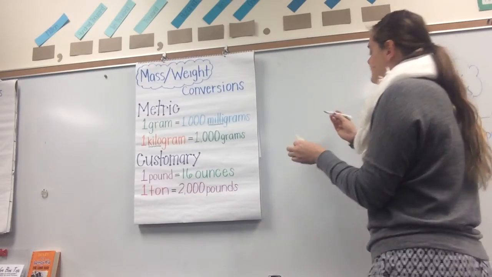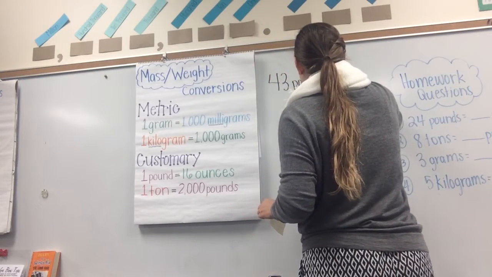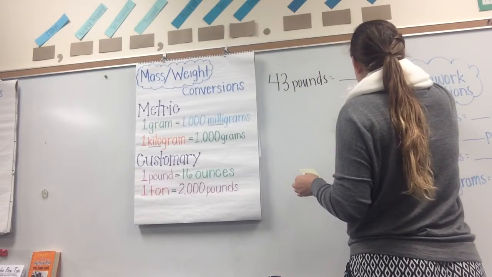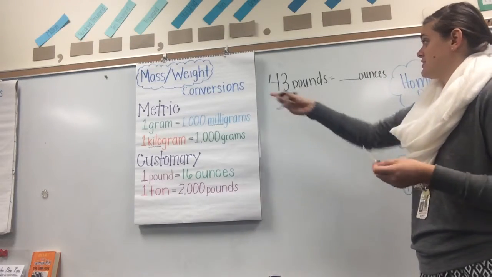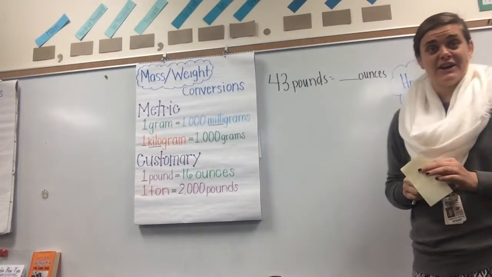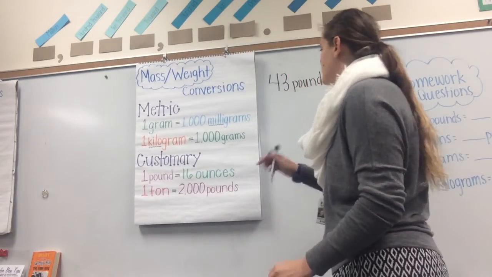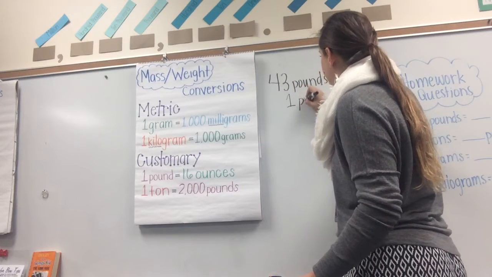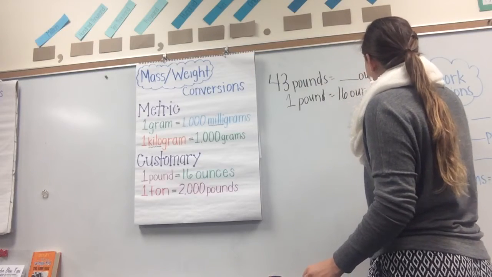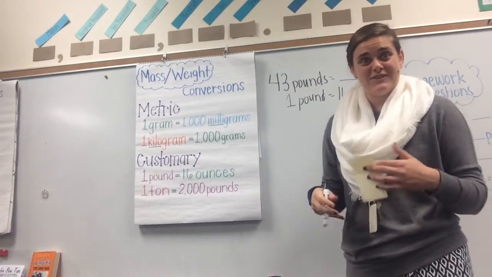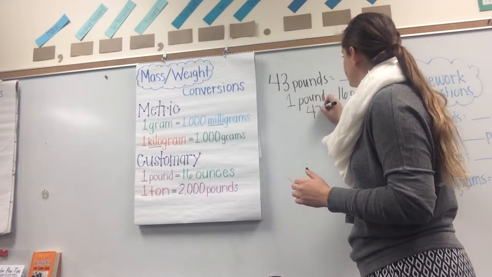If I have the problem 43 pounds equals how many ounces, I solve this problem by using what conversion? Well, pounds and ounces I know are customary units of measure. So I'm going to look here in my customary units, and I found that 1 pound equals 16 ounces. And from our knowledge from today and from the days past, we know that we're going to have to take 43 times 16.